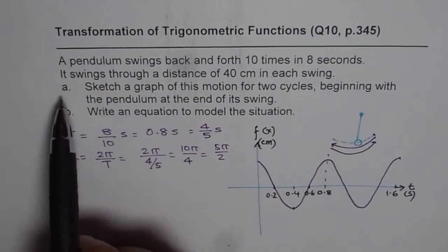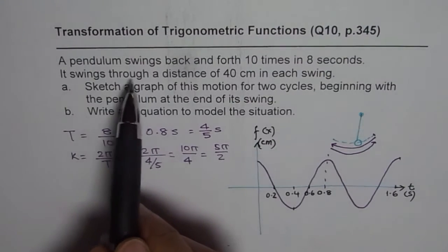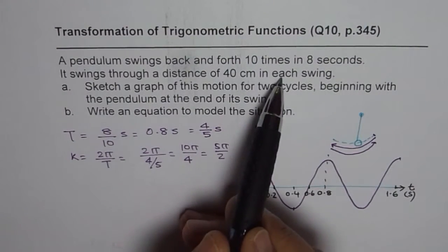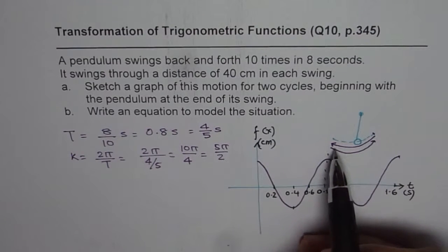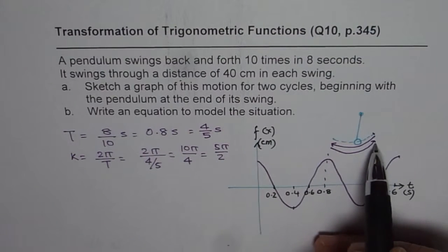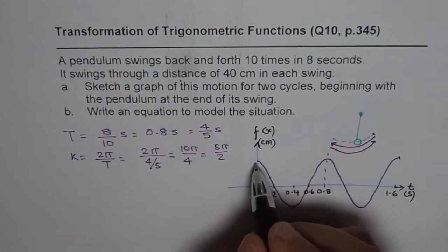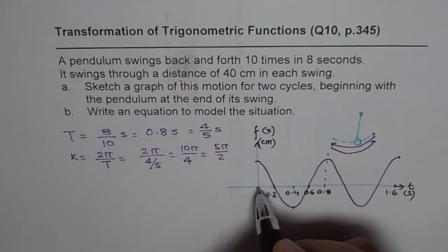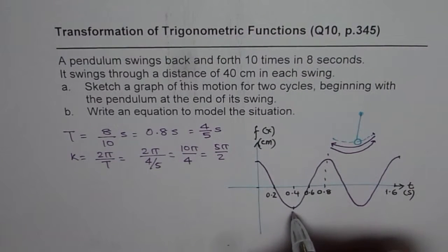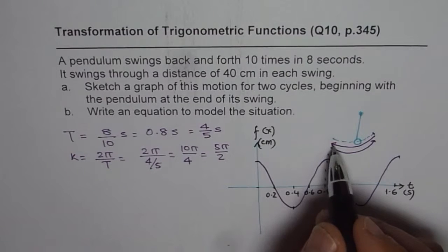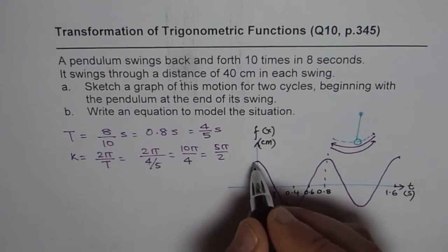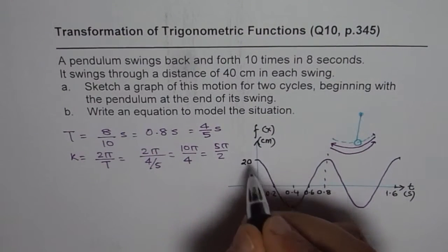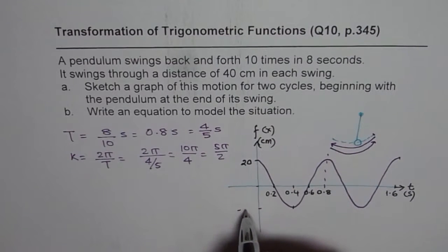Now the statement which I changed is: it swings through a distance of 40 centimeters in each swing. That means the total is 40. So it goes one way 20 centimeters and comes back 20 centimeters. Do you see that? Basically from here, 0, it goes to 20 and then comes back to 20. So in one swing it goes through a distance of 40 centimeters. That is what we are saying. So it goes up by 20 and comes down to minus 20.